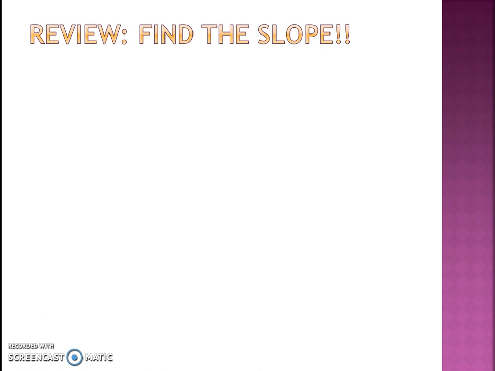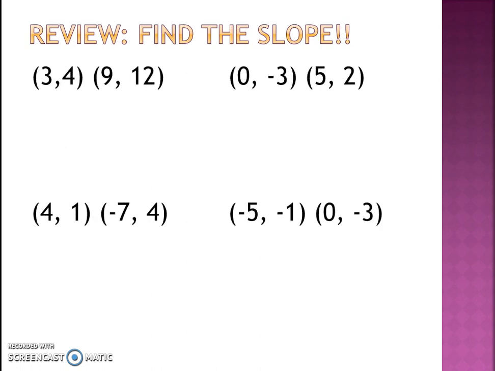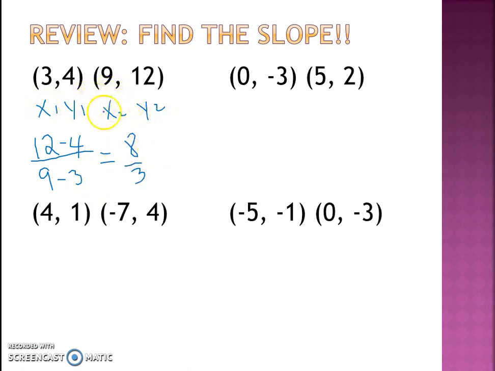So let's review and find the slope for these points. First, you're going to label each point with x1, y1. That's your first pair, and x2, y2. So you're going to do y2 minus y1, which is 12 minus 4, over 9 minus 3. That's 8 over 3, and that is the slope for these 2 points.